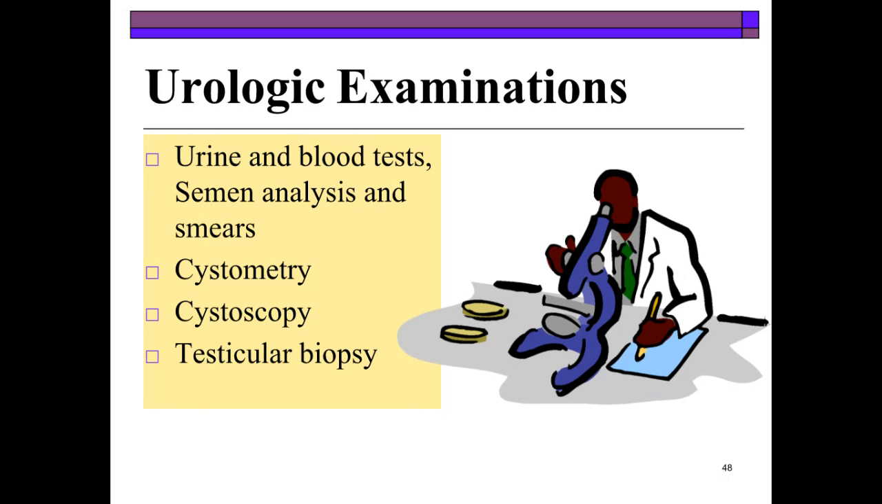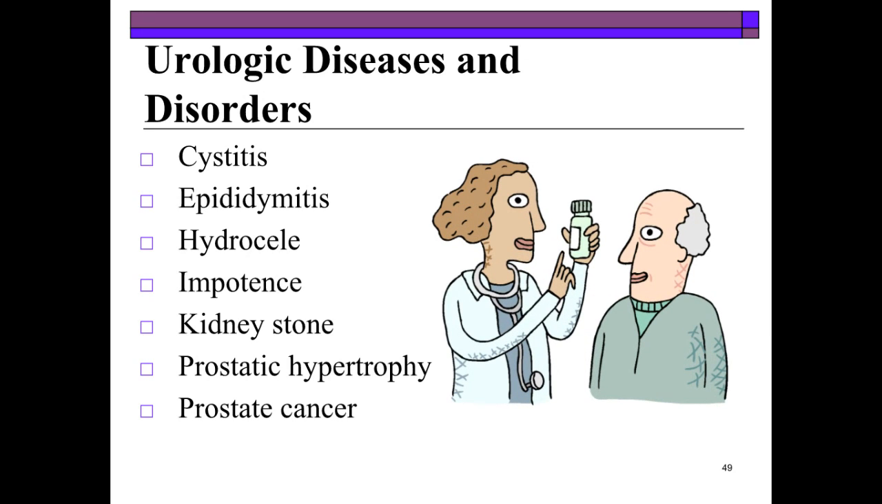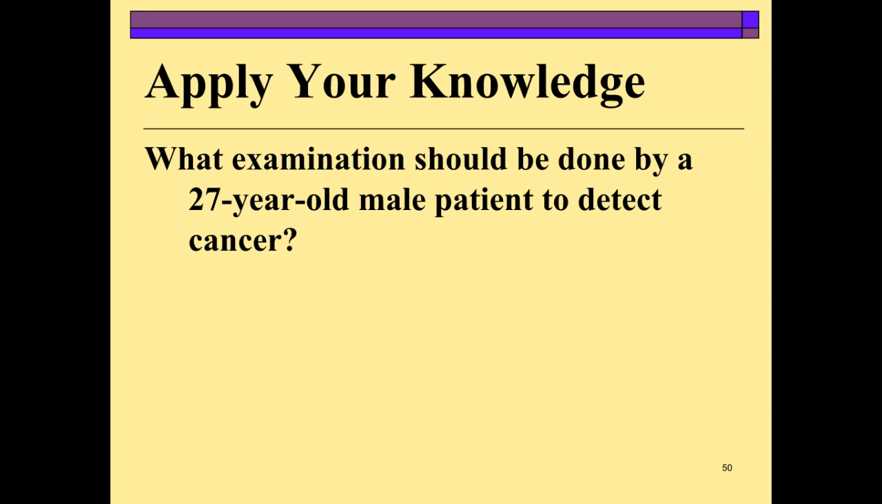Cystoscope is where they go in through the urethra and look at the bladder itself. A cystometry tests the pressure, or how much reserve is left in the bladder. Cystitis is what you guys think of as a urinary tract infection. Epididymitis would be an inflammation of the epididymis, which is near the testicles. These are also kidney stones, BPH or benign prostatic hypertrophy, prostate cancer, impotence, and hydrocele issues. Those are common things that they see in the urologist's office.